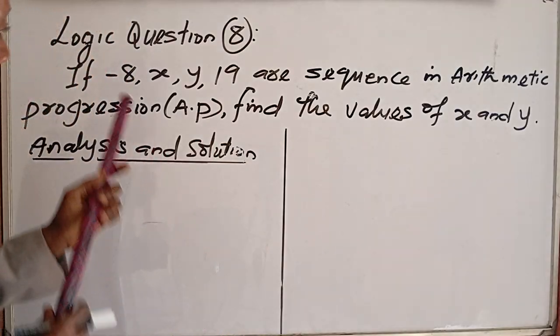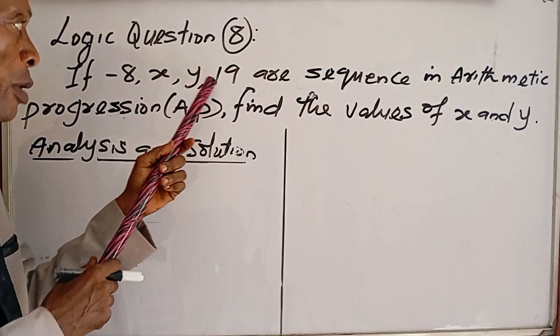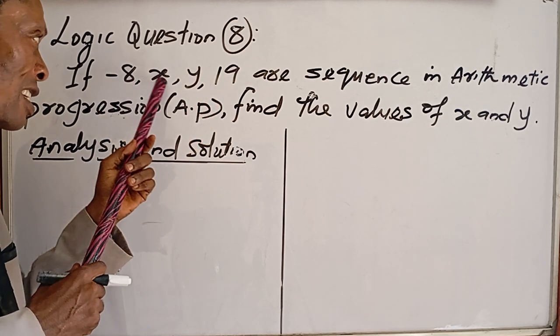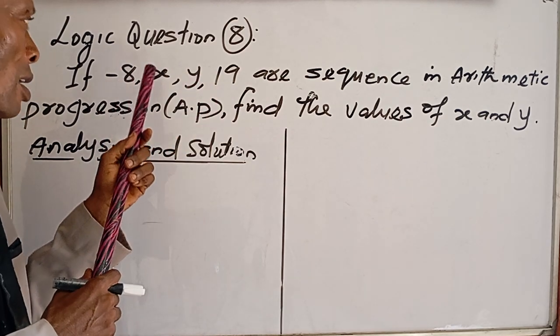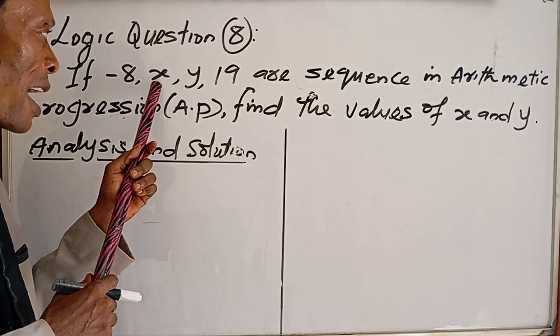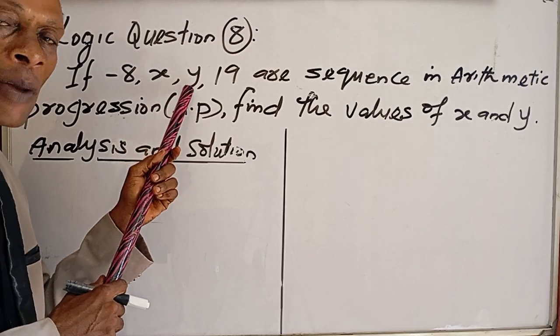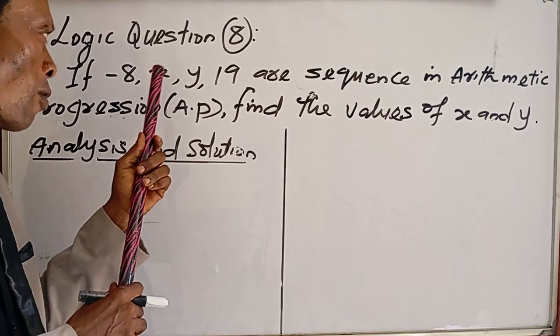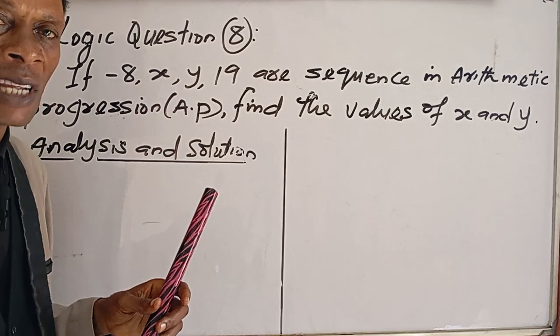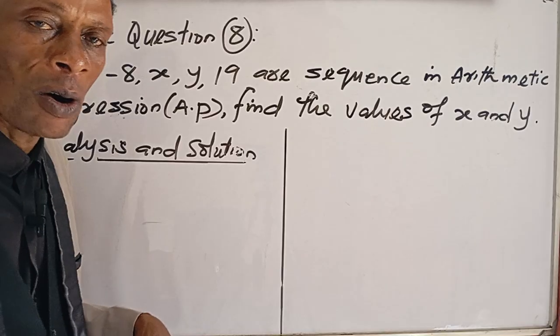But now we know the first term and we know the fourth term. This is the first, this is second, this is third, this is the fourth. We know the first term. The second term is represented by x. The third term is represented by y. So there is need for us to know the value of what x represents and y represents. And that is what is expected of us to do.